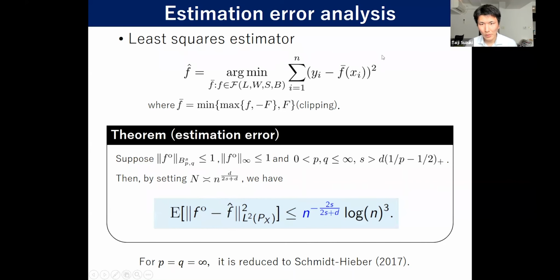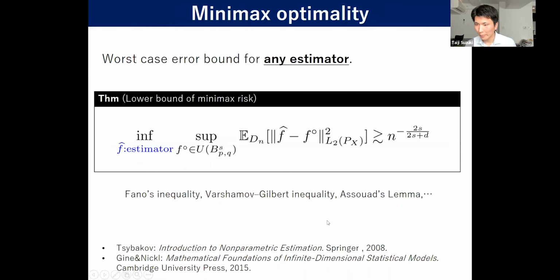We consider the least squares estimation in a set of neural network models. We assume this optimization can be executed, so we don't consider the optimization problem here. Then that estimator is obtained like this. The empirical risk minimizer satisfies this rate of convergence, where small n is the sample size. And the good thing is that this is almost minimax optimal.